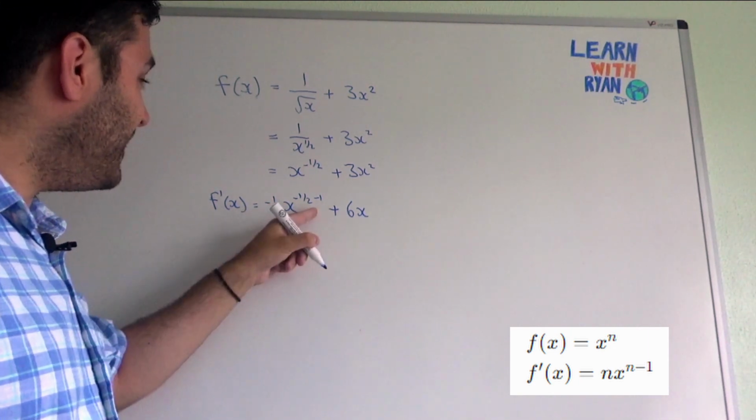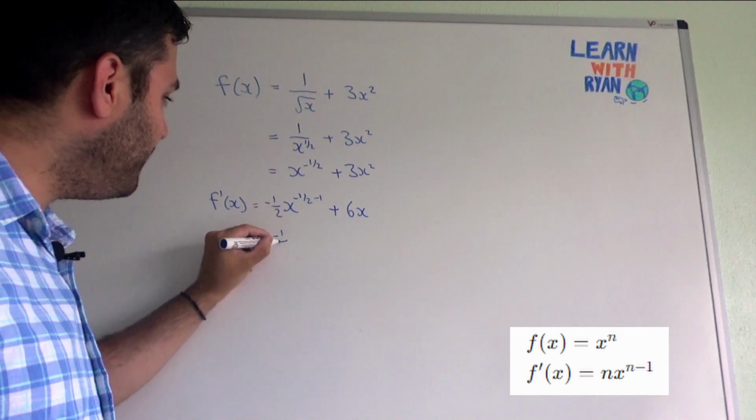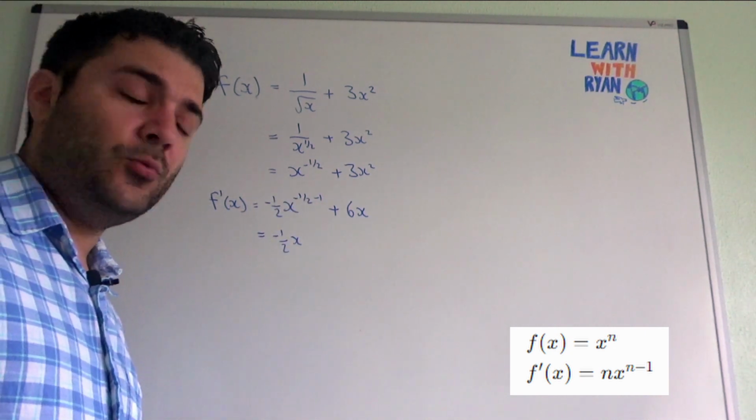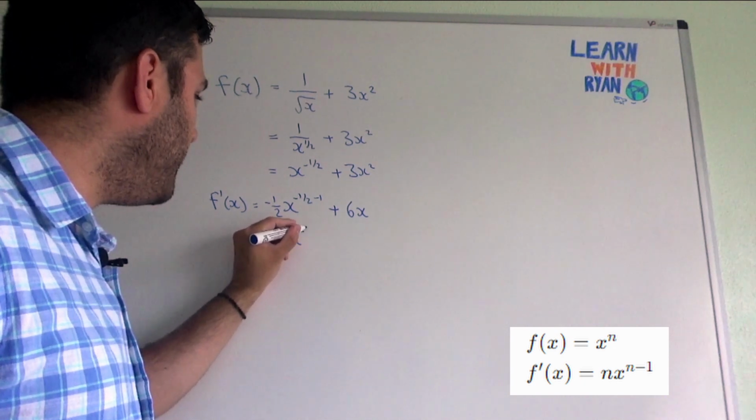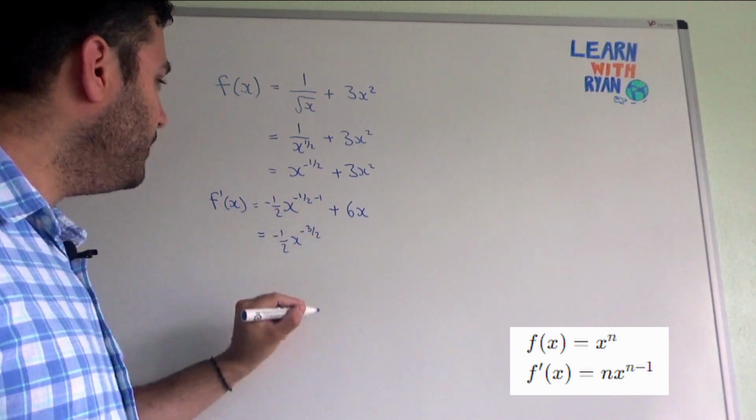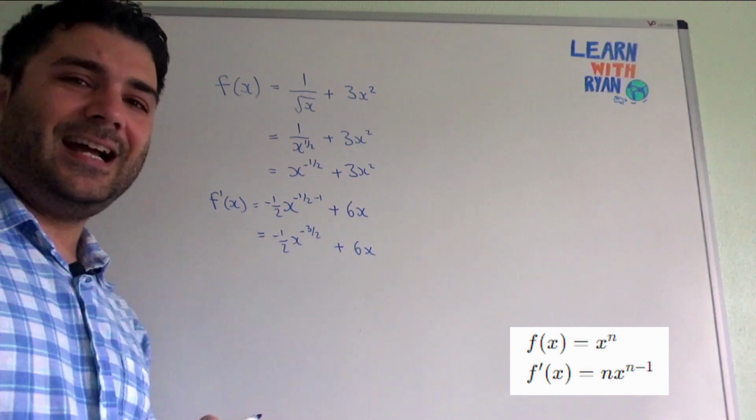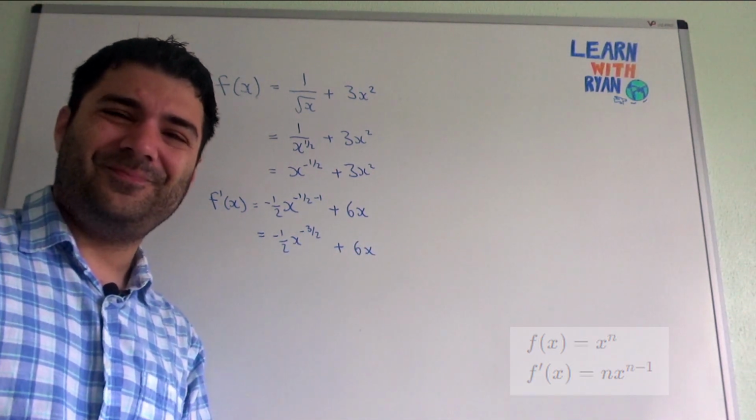Okay, so let's just tidy this bit up. So we've got minus a half x to the minus a half minus 1. If you work that out, you should find you get minus 3 over 2. And then we've got plus 6x. And that is the answer to that question.